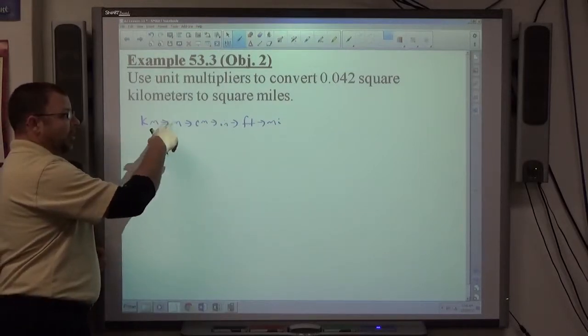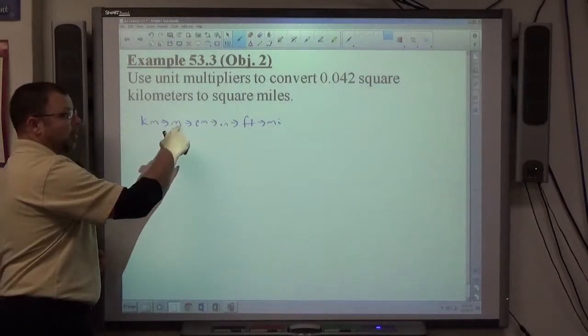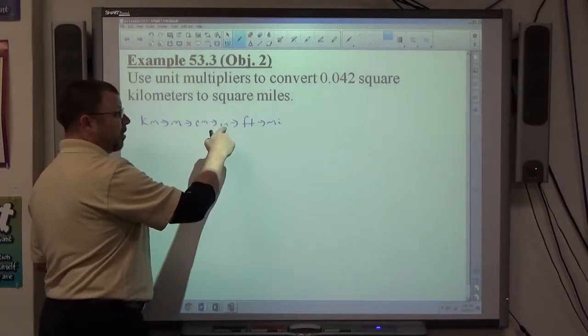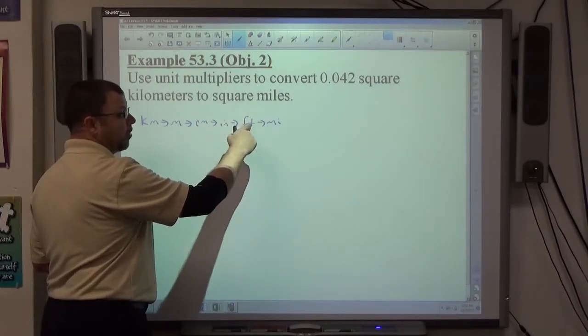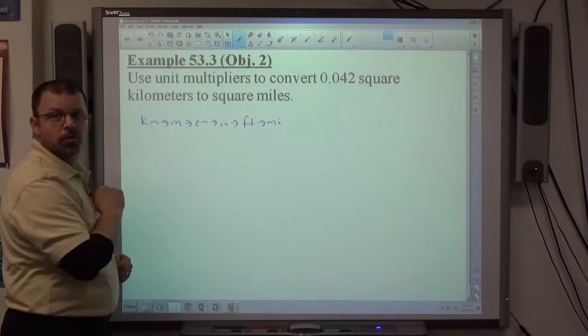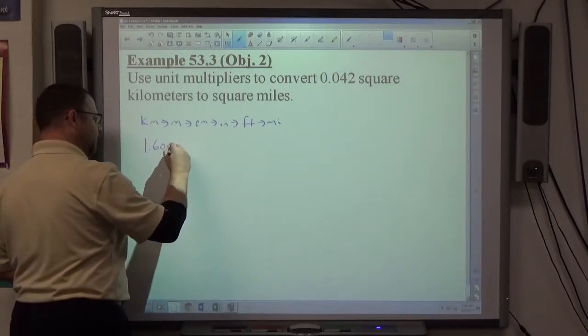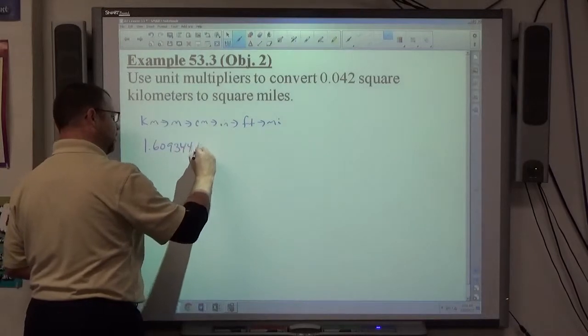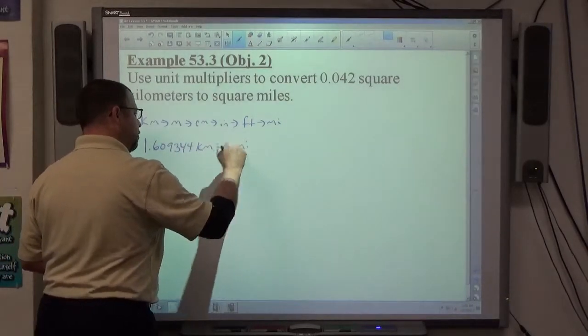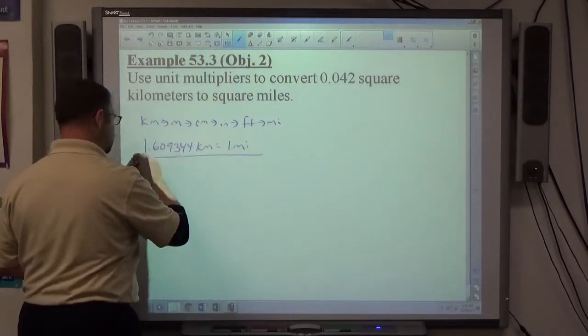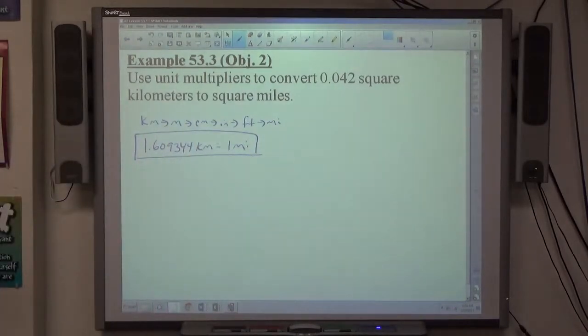1,000 of these makes one of these, 100 of these makes one of these, 2.54 of these makes one of these, 12 of these makes one of those, and 5,280 of those makes one of those. Or, if you want to memorize a 7-digit number, that can get you done in one step.